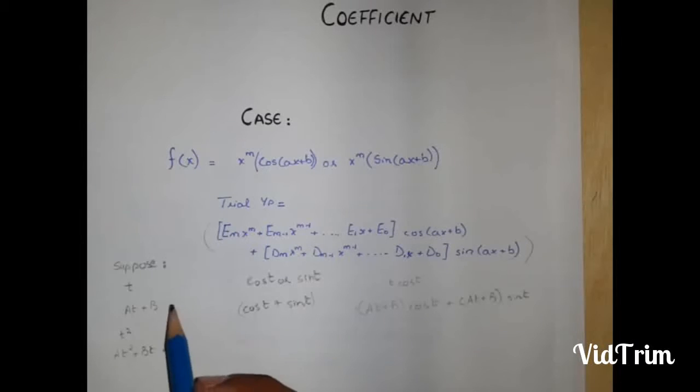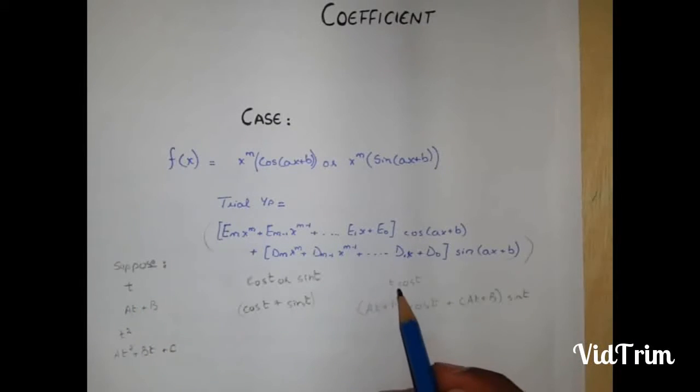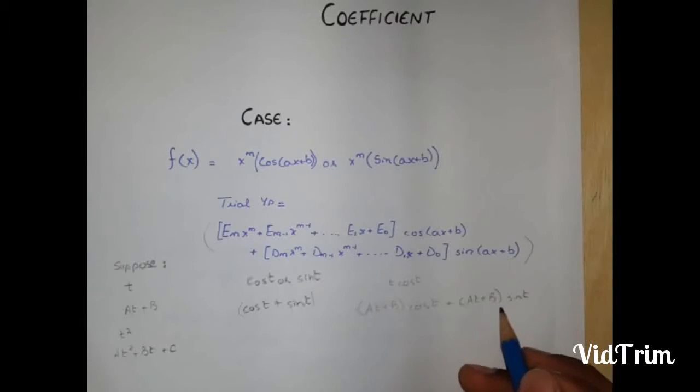Now if you have t and cos t like this, t cos t, then your trial yp will be the combination of both: (at plus b) cos t plus (at plus b) sin t.